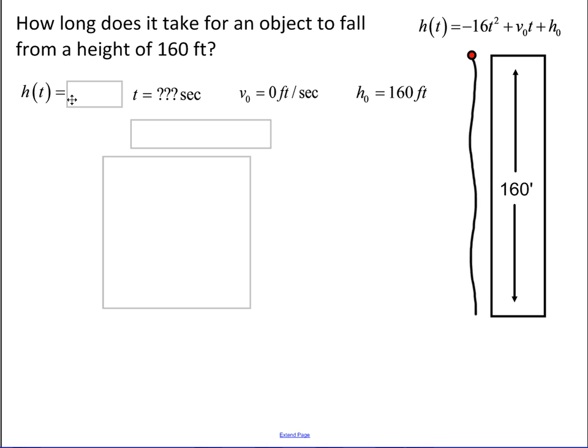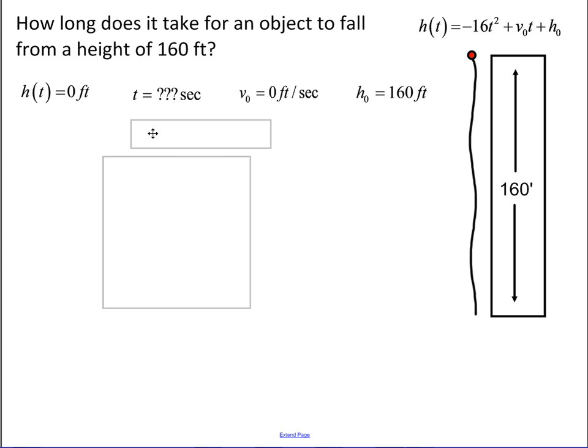And this last one here, h of t, if t is unknown, then we have to assume that we know h of t. And what we're trying to solve there is when it hits the ground. So we're saying when h of t equals 0, how much time has passed. So we're going to set this equal to 0 feet, because we want to know how much time passes from when we're at 160 feet until we get down to 0.